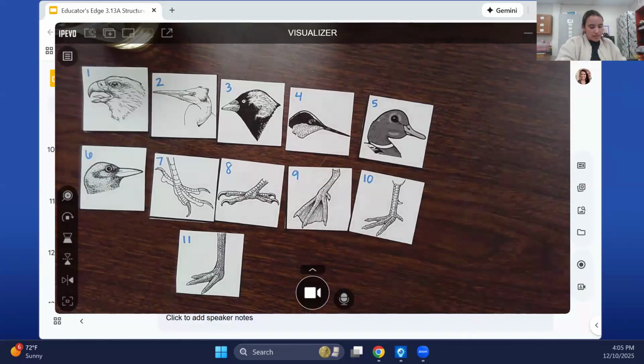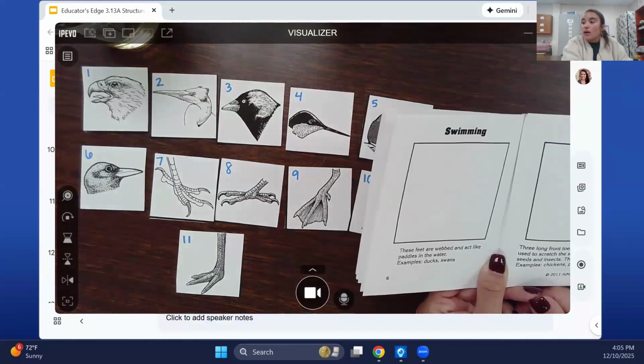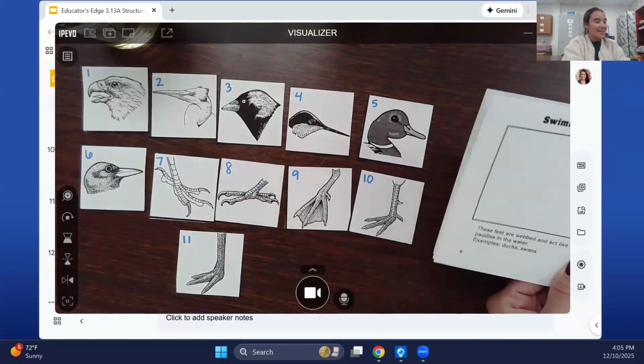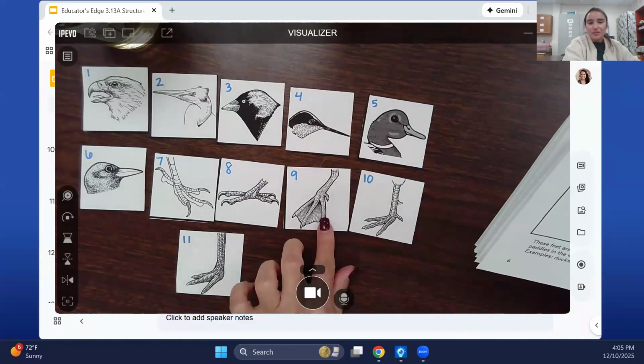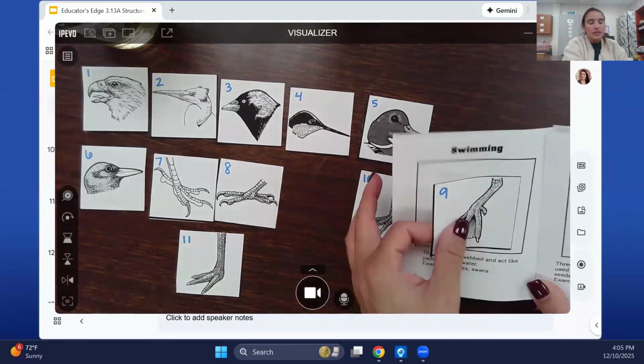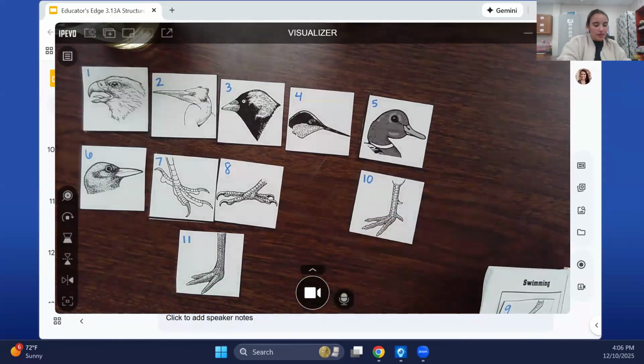Okay, let's look at another example. Swimming. These feet are webbed and act like paddles in the water. Okay. So most are saying 9, very good. And so then the students would tape or glue that picture, and they can keep this in their science notebook.